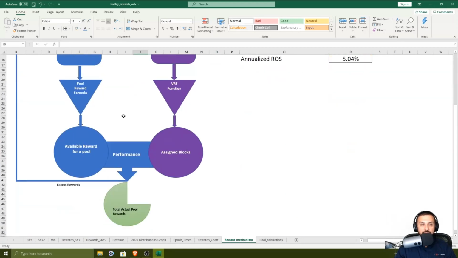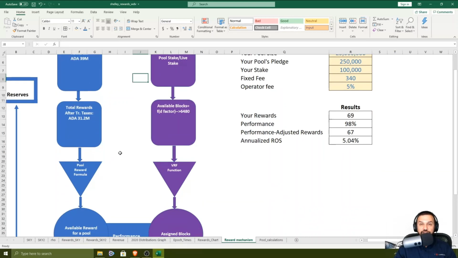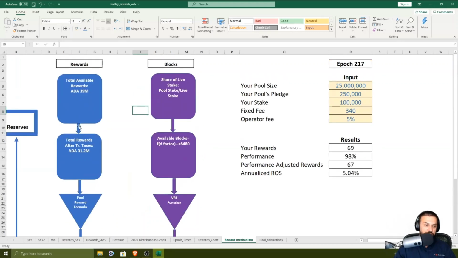So each epoch, we have this pool reward formula that takes a bunch of factors that are outside the scope of today's video, and takes the total rewards available after tax and determines the optimal number of ADA available for a pool. Now that number is multiplied by a performance metric, which is basically the number of blocks produced by a pool versus the expected blocks. If the number of blocks produced is less than expected blocks, the amount that the pool will receive will be less than the amount available for the pool, and the excess goes back to the reserves.